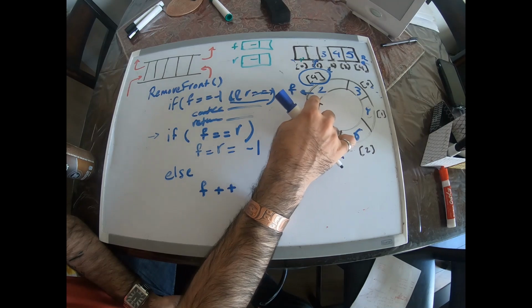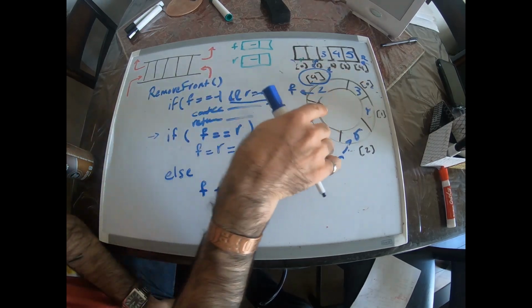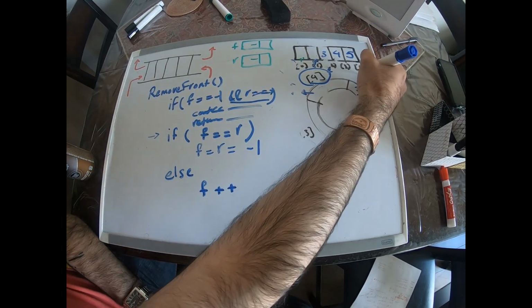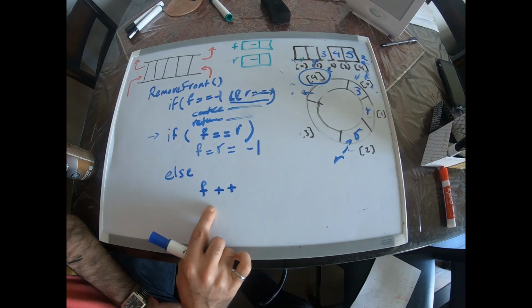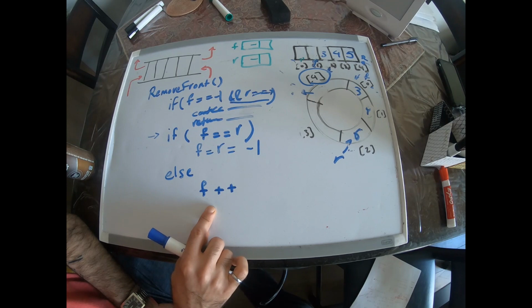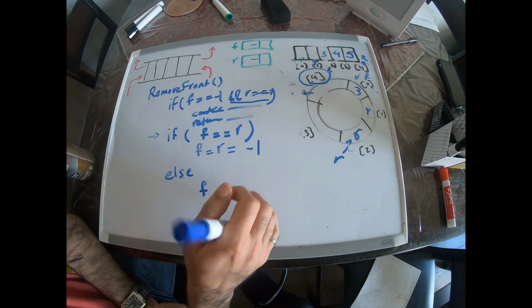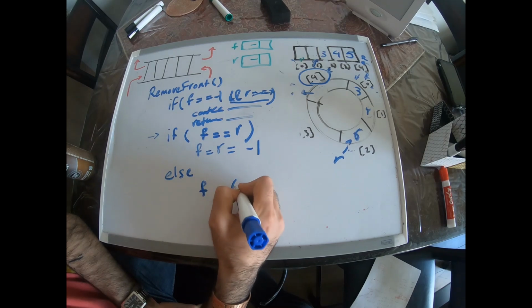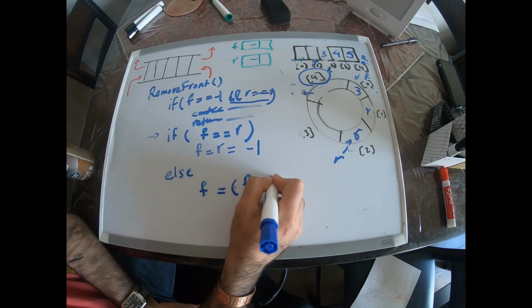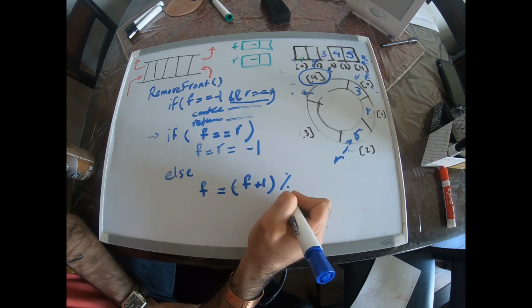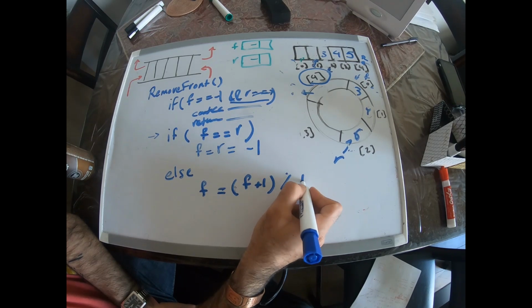Then in this case, we want to move front to the right. We want to remove this one and make this one front. But I can't do front plus plus. What should I do? How can I fix this? I can write this as front is equal to front plus 1 mod what? Mod n.